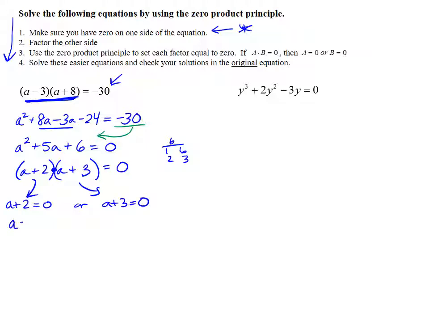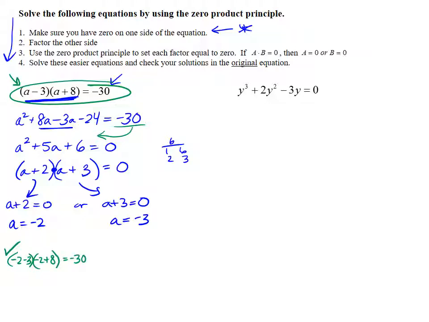Solving each of them, we get a equals negative 2 and a equals negative 3. Two solutions we can check. Remember to check in the original equation. Always go back to the original equation. So what we have here is (negative 2 minus 3)(negative 2 plus 8) equals negative 30. Calculate both sides. We have negative 5 times positive 6. A negative 5 times a positive 6 is a negative 30, so that first solution of negative 2 does check.